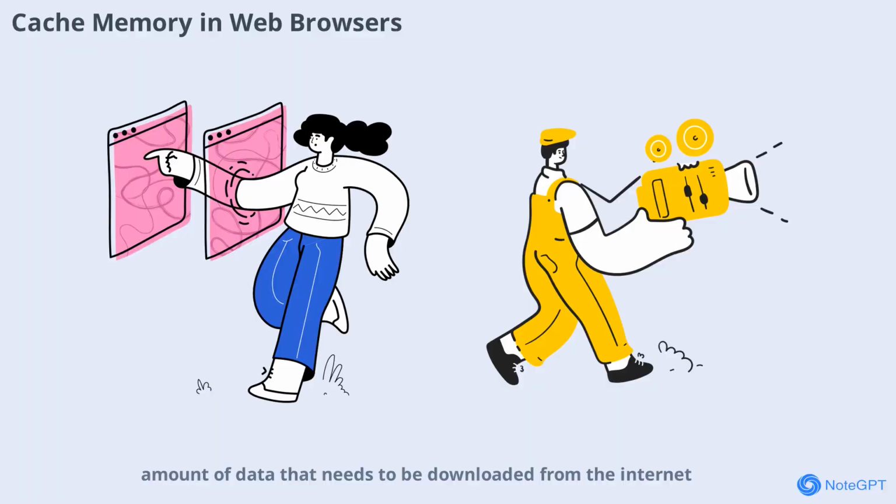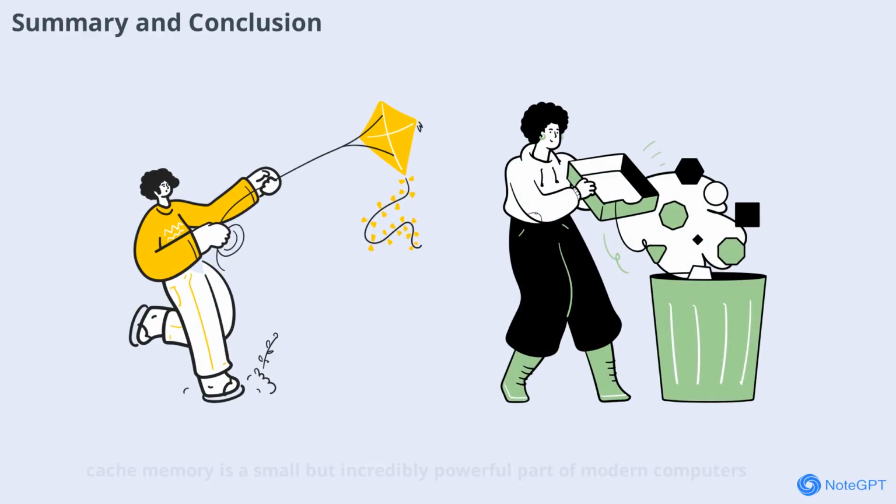from the internet. To sum up, cache memory is a small but incredibly powerful part of modern computers. By storing the most important data close to the processor, it helps your system run faster and more efficiently. Whether in desktops, servers, or mobile devices, cache memory is essential for delivering the speed and performance we expect today.